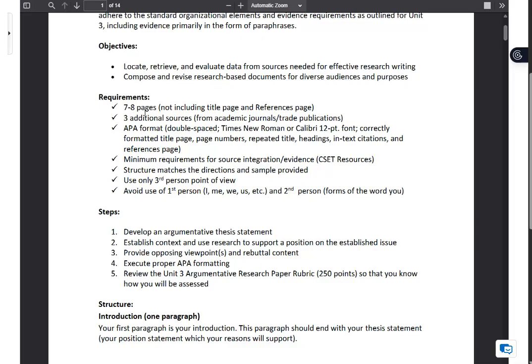After that, everything sort of falls into the same category. APA formatting, source material needed. I'll be looking for a minimum of 7 sources. You've already found 4, 2 in Unit 1 and 2 in Unit 2. So now you just have to find 3 additional sources. And I want you to only use third-person point of view. Avoid using first or second person. So no I, me, my, us, we, whatever. No second person forms of you, yours, yourself, okay?